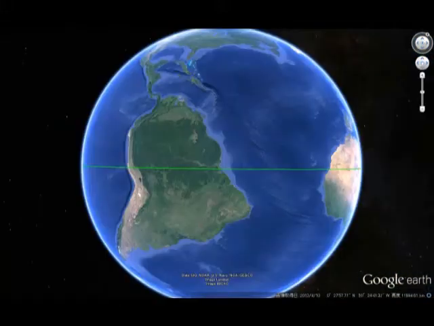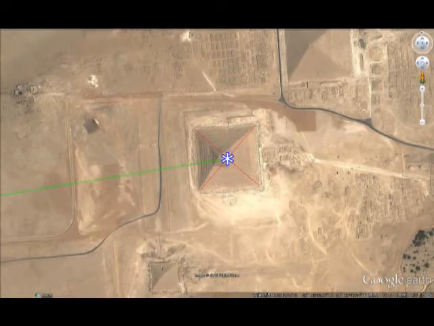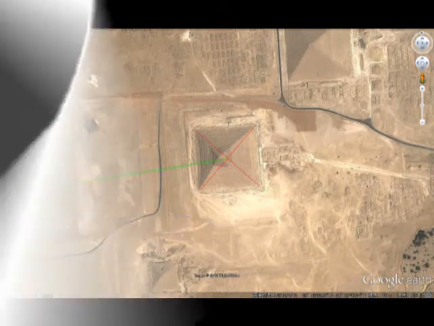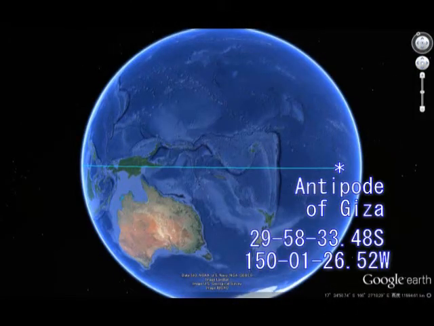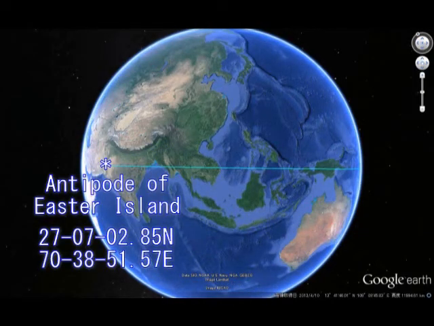I draw a line toward Giza, and this green line shows that. And this is the pyramid in Giza, and this line comes from Easter Island to Giza. And this is the antipode of Giza, on the opposite side of Giza, right? And also this is the antipode of Easter Island. And I draw a green line here, right?